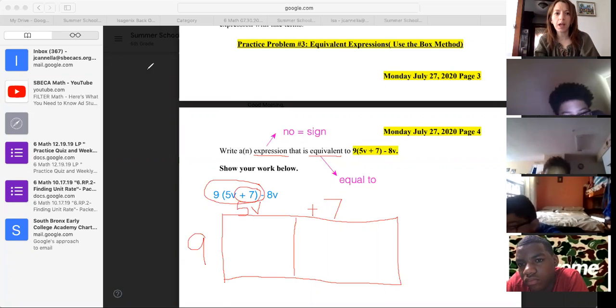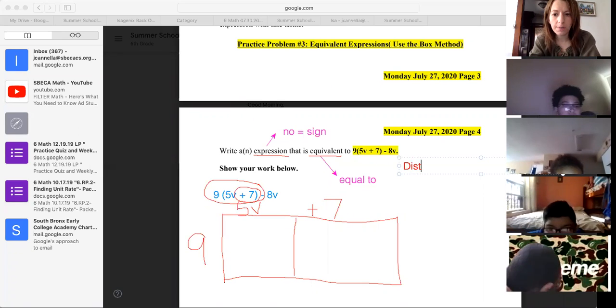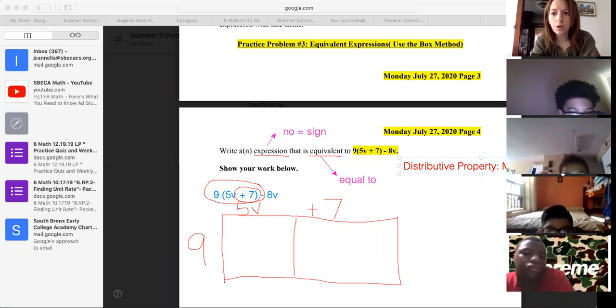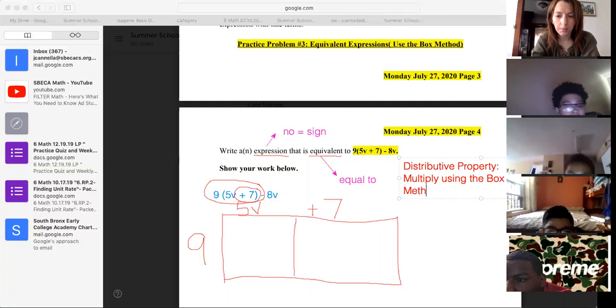Now we're going to multiply. So the distributive property, we're going to write some notes here. So the distributive property says you multiply. And you're going to multiply using the box method, which is what I'm just showing you, using the box method.